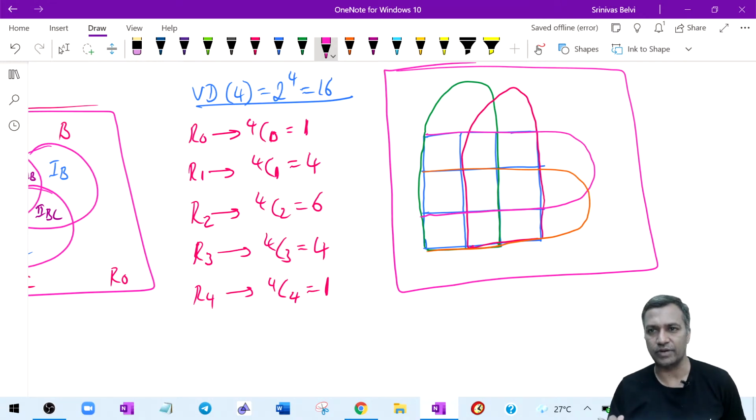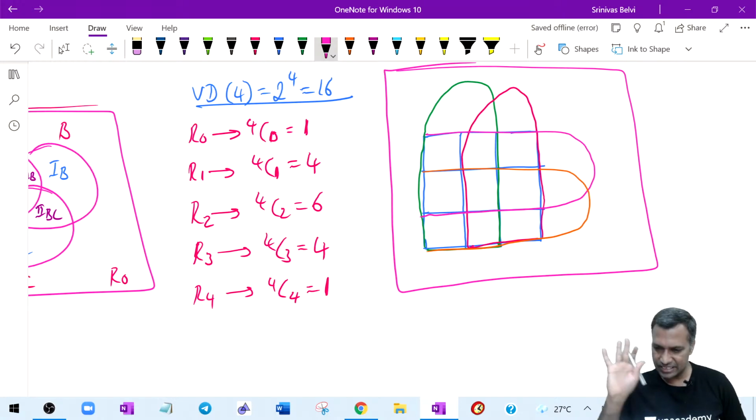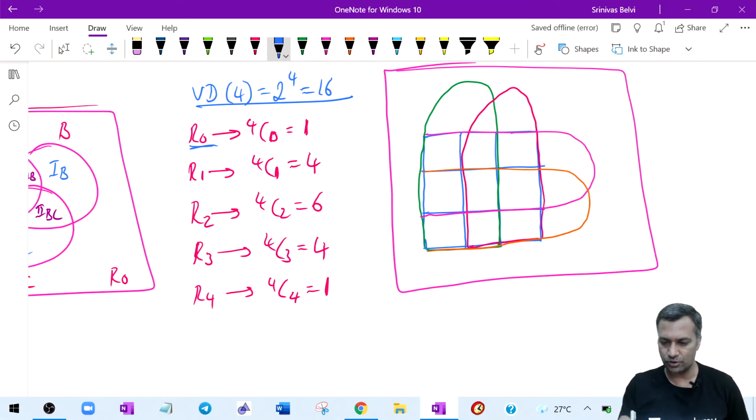Right, which becomes the Venn diagram for 4. So this is the Venn diagram for 4. Are there 16 regions? There are 16 regions. Let's mark them. Where is the region of 0, which is 1? This outside is the region of 0. Done. Where are the 4 regions of 1s?